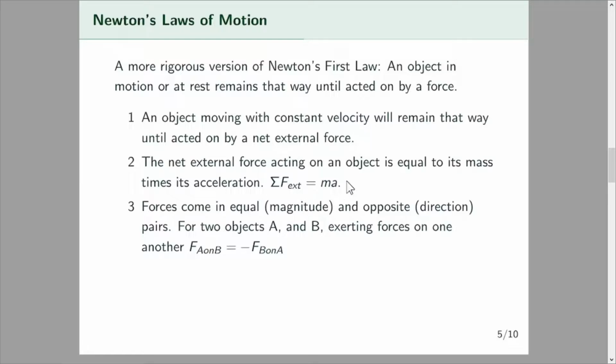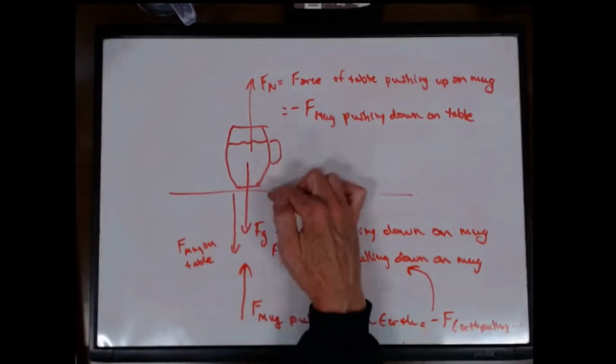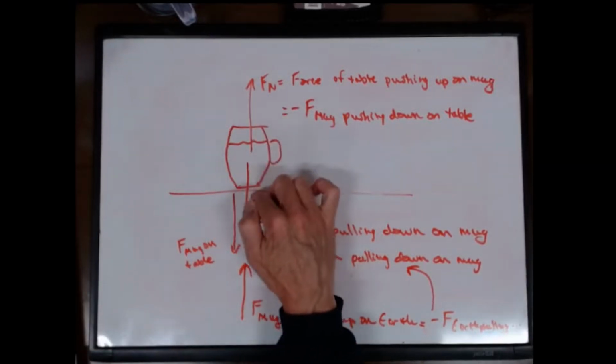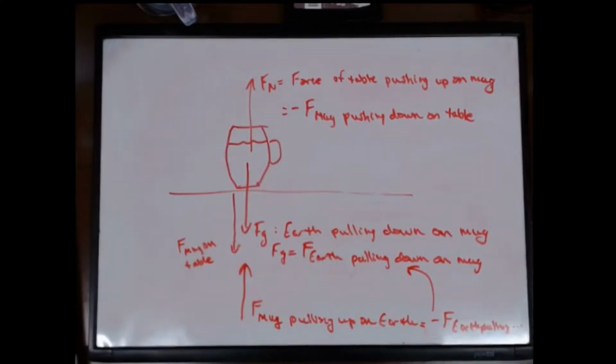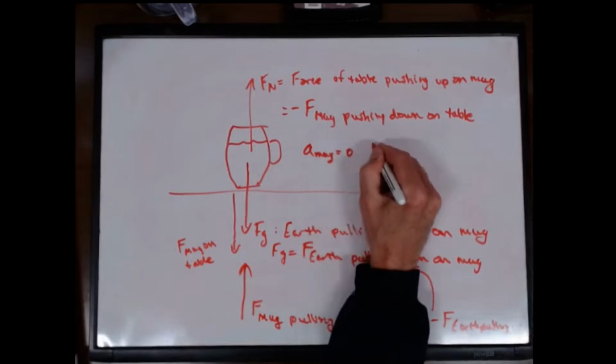And so since the cup is at rest, its acceleration has to be 0, and that means the net external force has to be 0. If we're sure that there are only two forces acting, in order for them to add up to 0, they have to have equal values and be pushing in opposite directions. And so the normal force and the weight of the cup, in other words, these two forces, this one and that one, have to be equal and opposite because the cup is at rest, right? The acceleration for the mug is equal to 0.